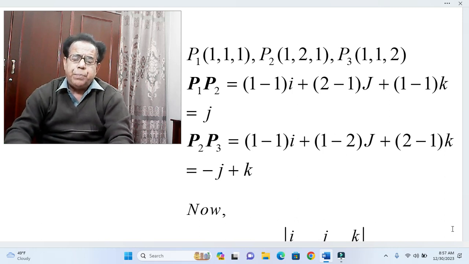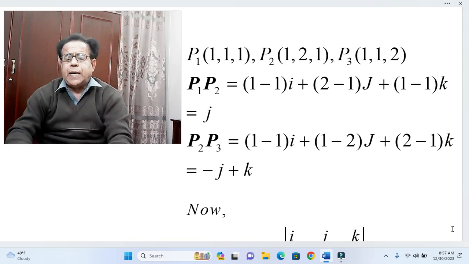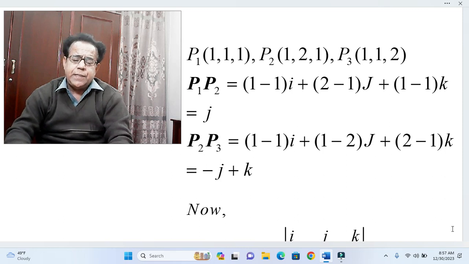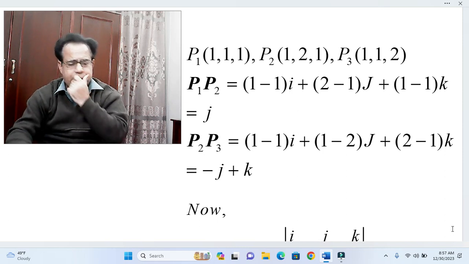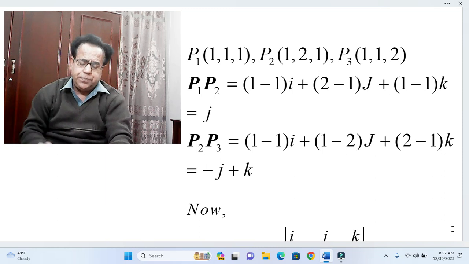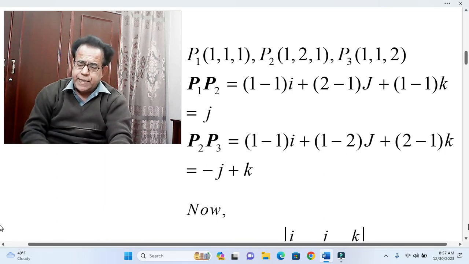So P1P2 becomes equal to (1 minus 1) i plus (2 minus 1) j plus (1 minus 1) k, and after simplification this becomes simply j. Similarly, vector P2P3 becomes (1 minus 1) i plus (1 minus 2) j plus (2 minus 1) k, and after simplification it becomes minus j plus k. Now we take the cross product of these two vectors.